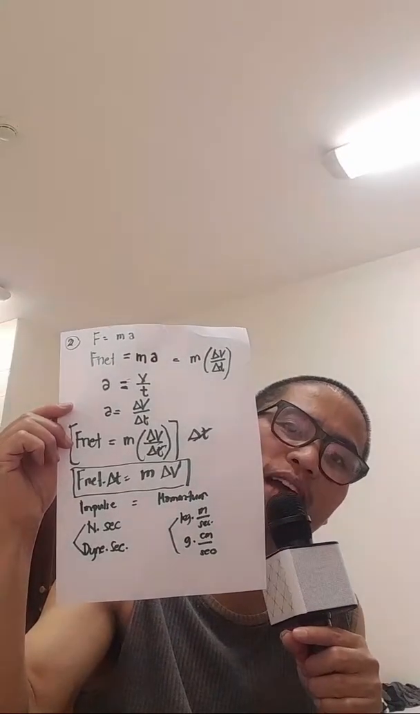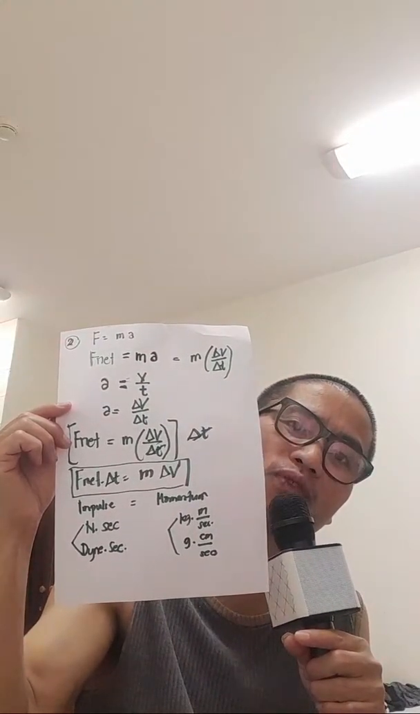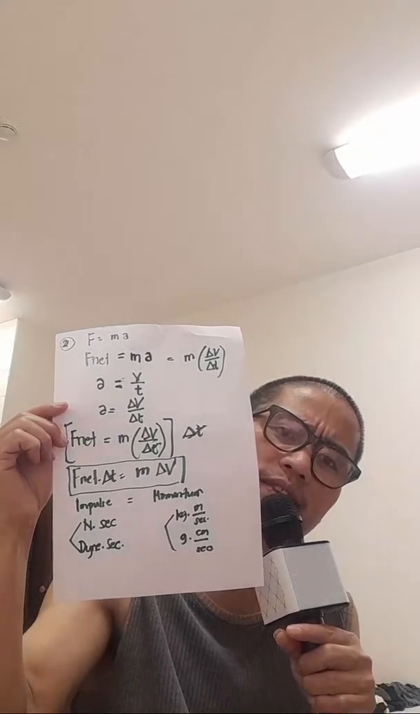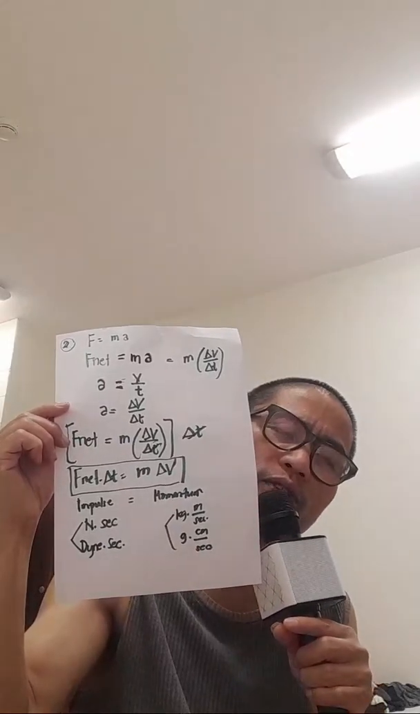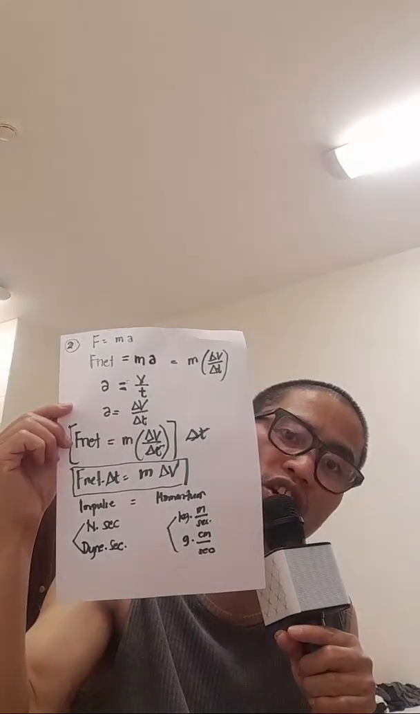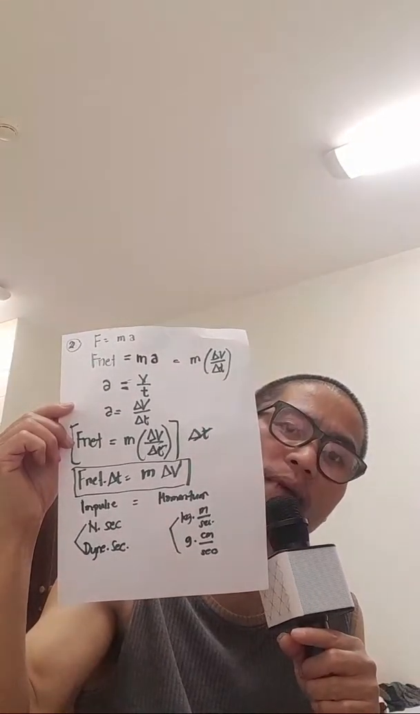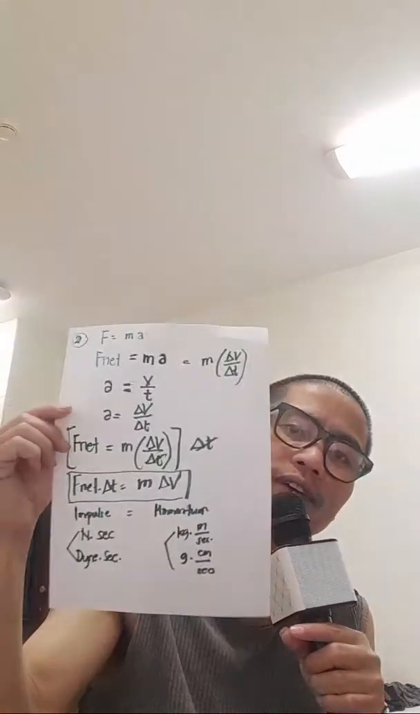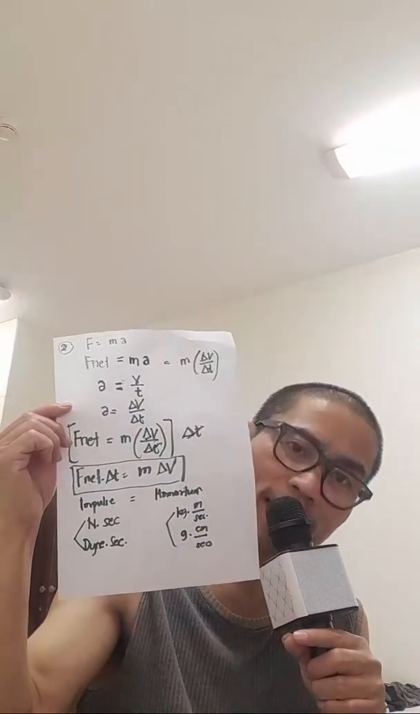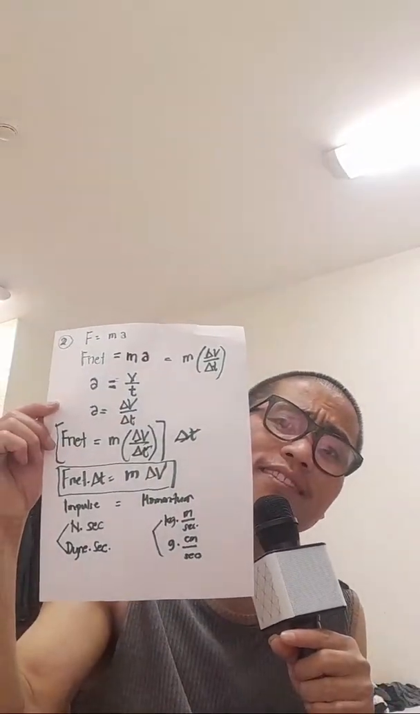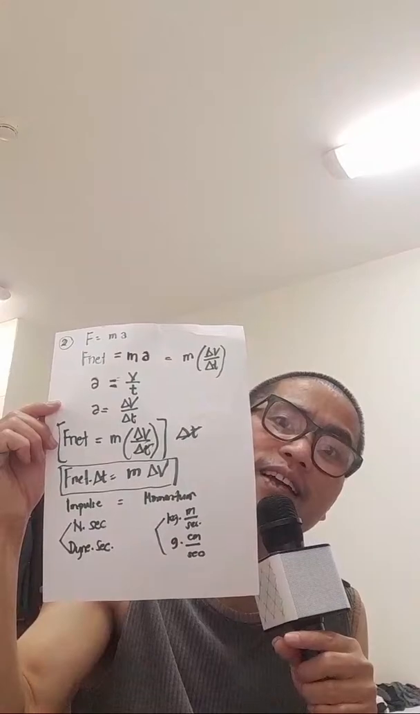If there is a problem where the time and the force are given, then automatically you can solve for the impulse. But usually, momentum and impulse can be related to each other and equated with each other due to the law of conservation of momentum. So we now have the final equation: F net times delta T is equal to mass times delta V. And mass times delta V, which is the velocity, is the momentum.